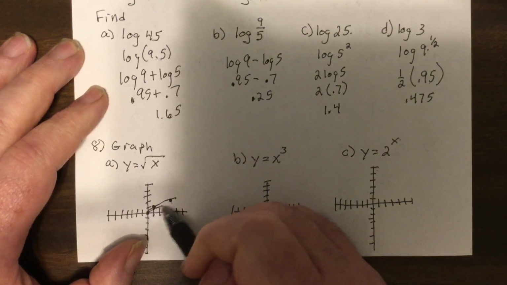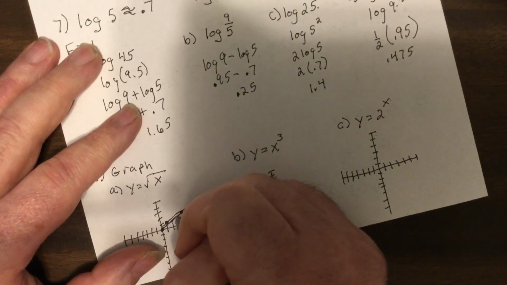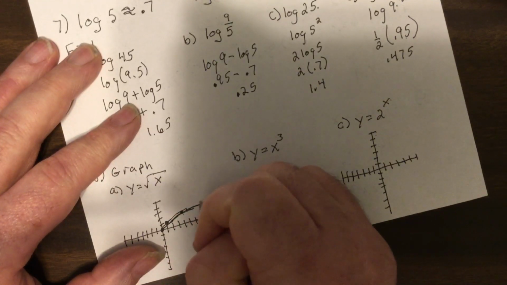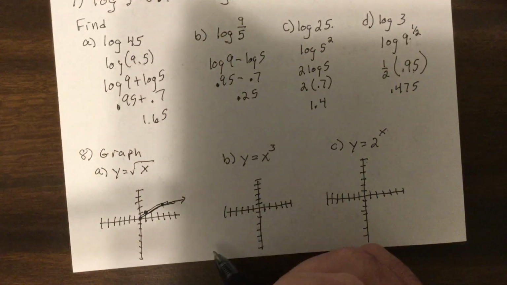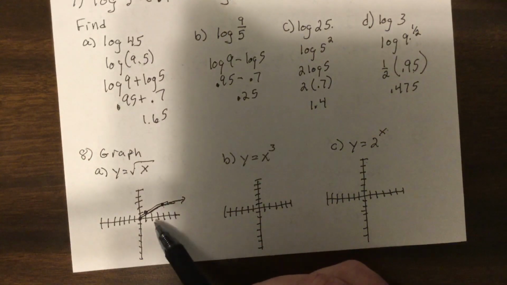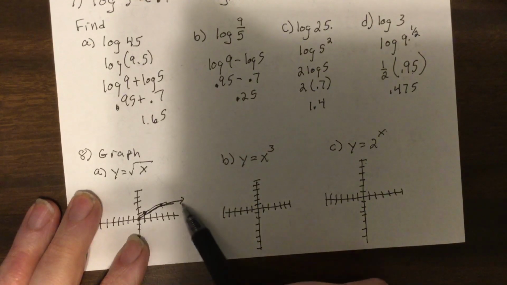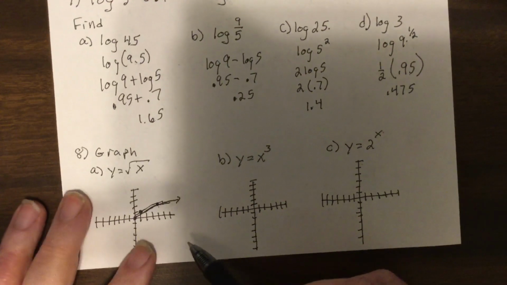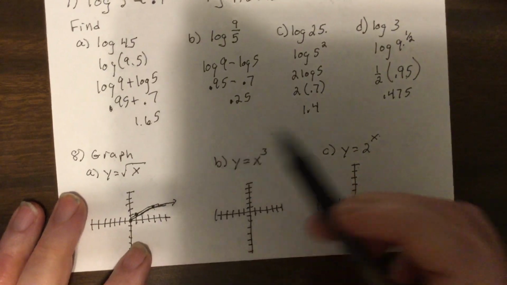Well, I can't get this to work right. There we go, it's a little bit better. So at 9, you'd have 3. At 16, you'd have 4. Now notice the domain would be all the numbers for x greater than or equal to 0. The range would be all the numbers for y greater than or equal to 0, because it's going up starting at 0.